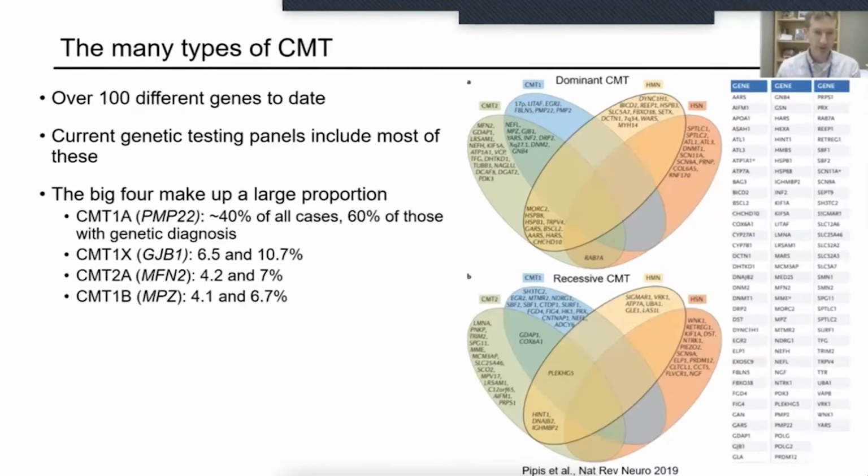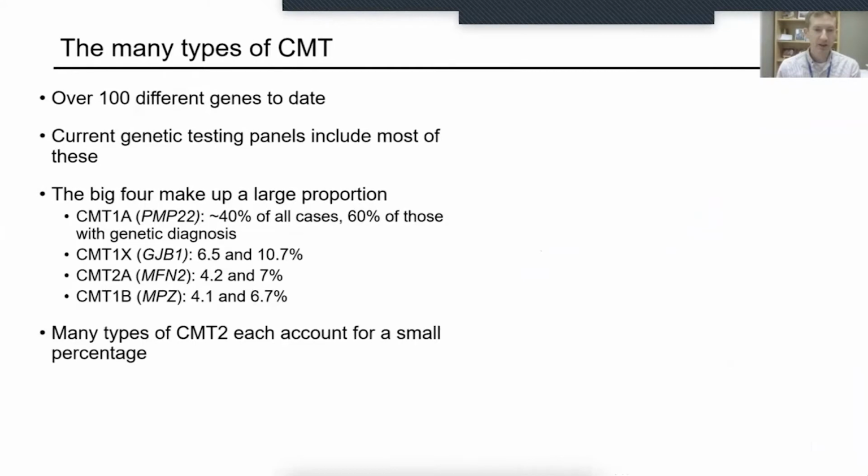Those numbers just refer to the percent. So for CMT1X, it's 6.5% of all cases and 10% of those with a genetic diagnosis. Then there are these 94 plus other genes that account for the remainder of the whole pie of CMT, and each one of those is a pretty small chunk of the remaining known forms of CMT.